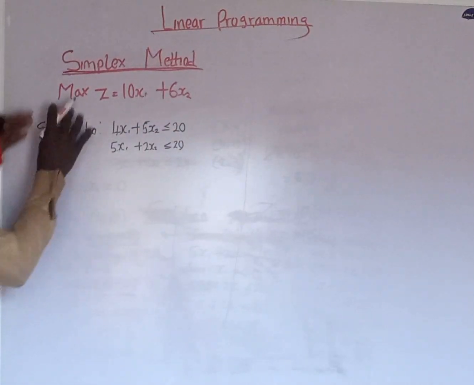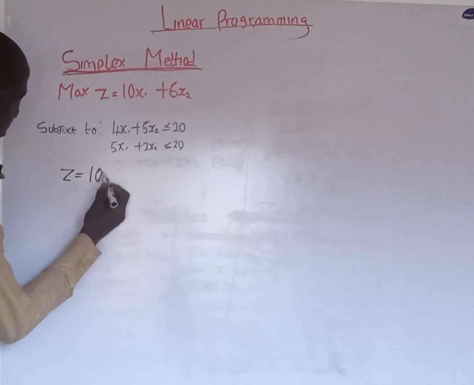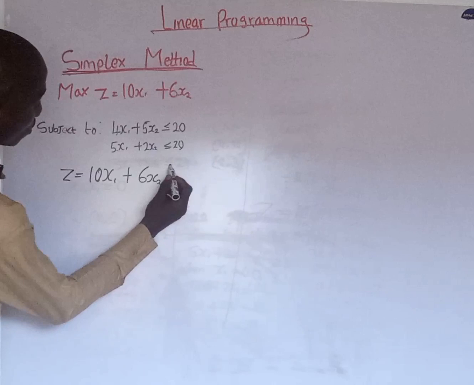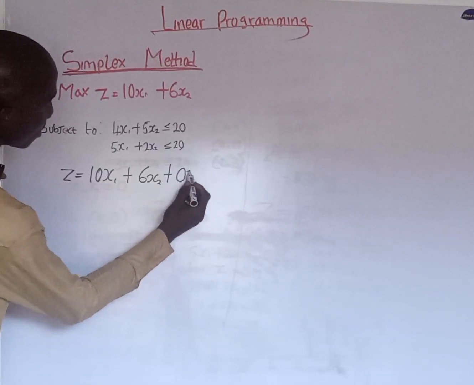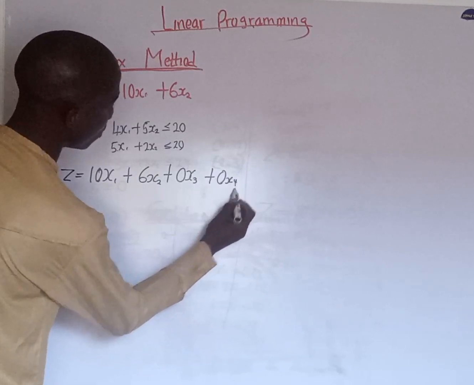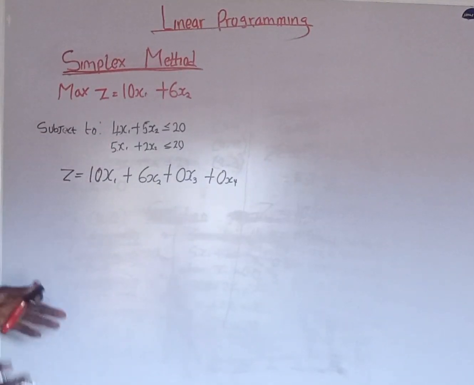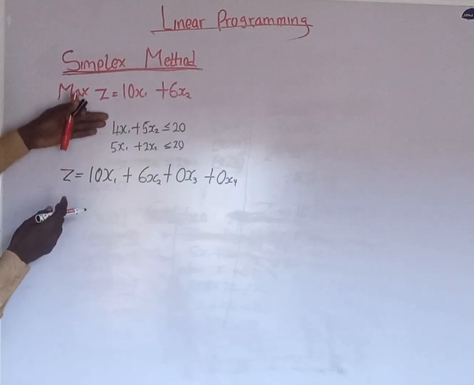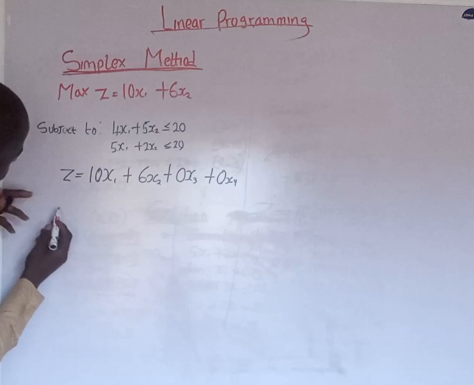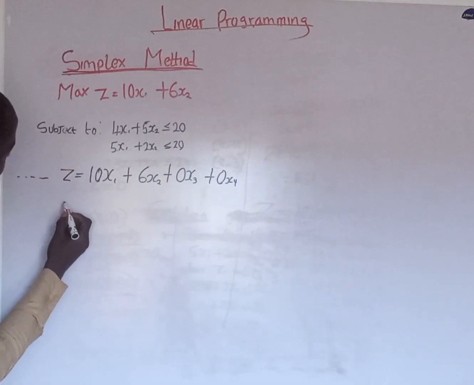So my objective function will become like this: Z equals 10x1 plus 6x2 plus 0x3 plus 0x4. By doing this, I've already changed this to standard form. Now let's proceed to the constraints. Don't forget this is the objective function, so I'm doing that for the constraint right now.